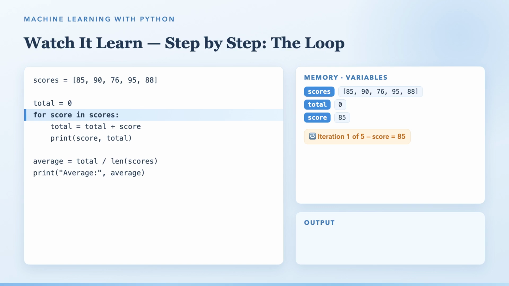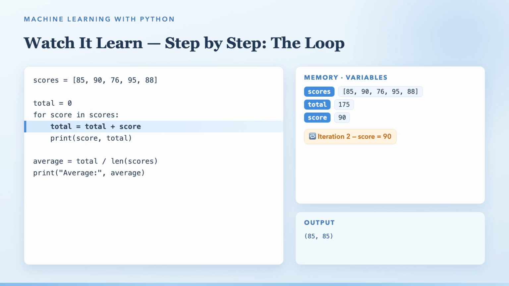Iteration 2. The next marble. 90. Score becomes 90. 85 plus 90. The jar now says 175. Iteration 3. 76. 175 plus 76 gives 251. Do you see the rhythm? Pick up, add, move on. The last two marbles flow in the same way. 346, then 434, and the average, 434 divided by 5, is 86.8.